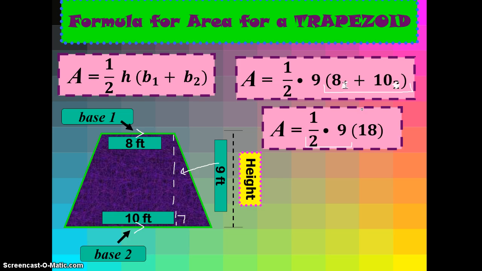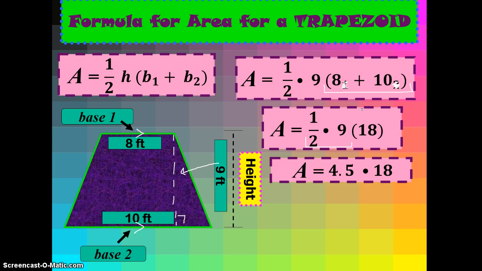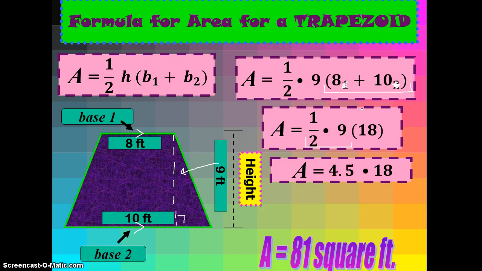You may turn that fraction into a decimal and take 0.5, multiply it by 9. 0.5 times 9 is 4.5. And then our last step is to take 4.5 and multiply it by 18, which I'm going to let you do. This would be a good place to hit pause. Okay, and 4.5 times 18 is 81 square feet. And that would be our measure for this trapezoid.